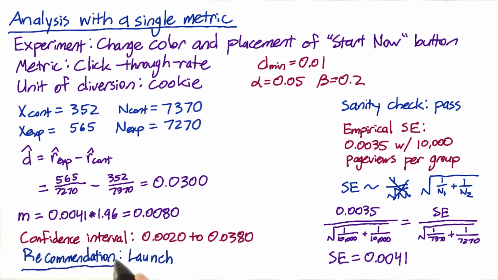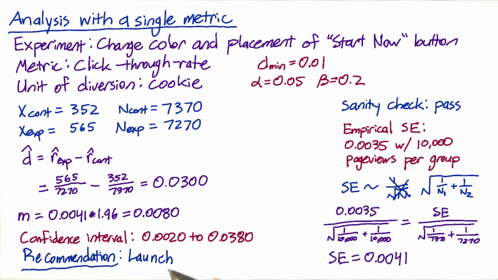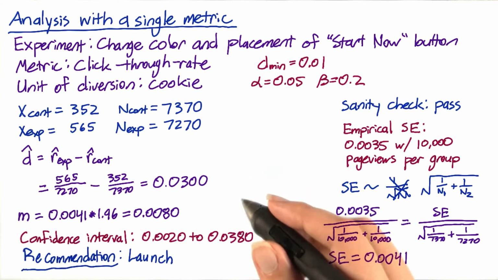Based on this, I would recommend launching the experiment. The confidence interval does not include the practical significance boundary of 0.01, meaning I can be confident at a 95% confidence level that the true change is large enough to be worth launching. However, just to double check, let's look at the results of the sign test. To do this, I'll need to bring up the day-by-day data again.